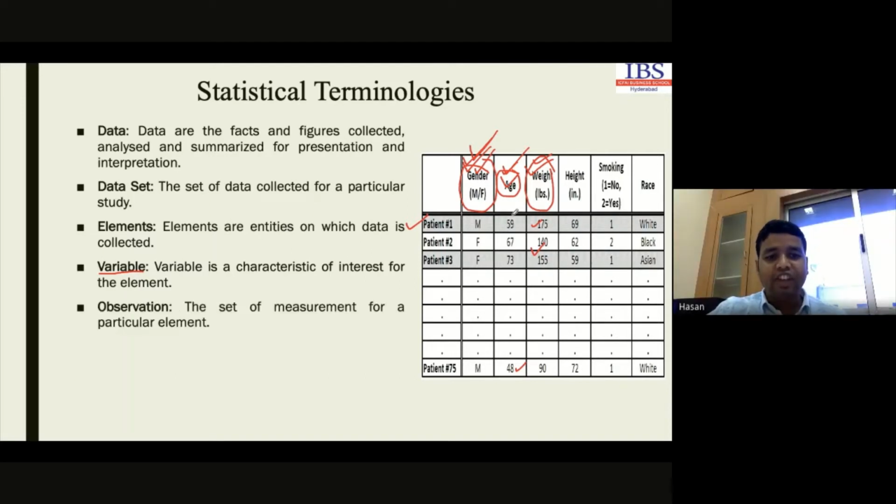Our next term is observation. What we observe is our observation. Look at the table here. The observation for patient 1 is that this patient is a male, his age is 59, his weight is 175, height is 69, he prefers no smoking, and he is white in complexion. So these are the observations for patient 1. Whatever we observe and measure is an observation.